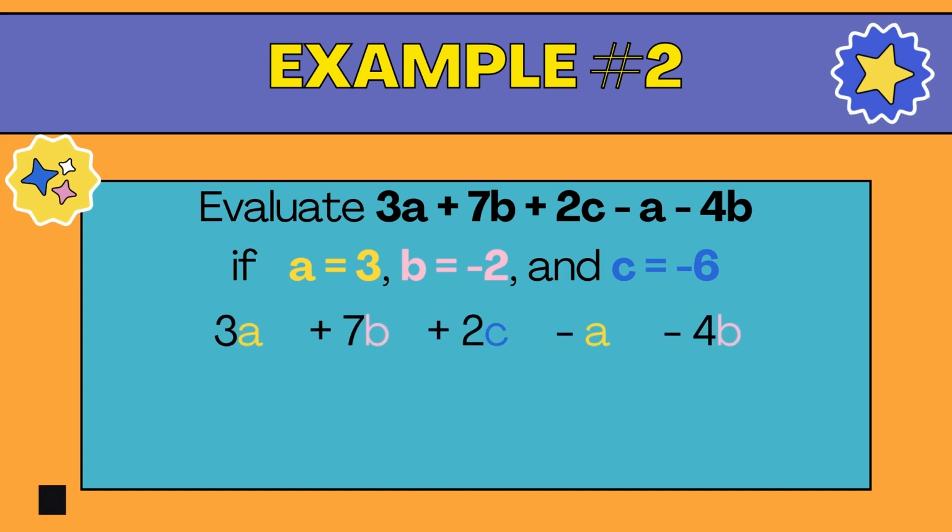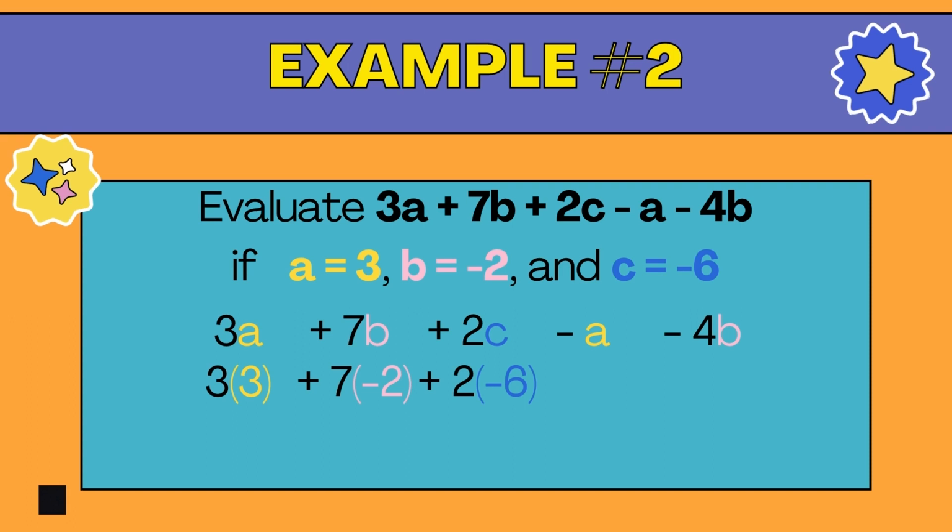To make it a little easier to follow, I've highlighted each variable in different colors. If you'd like to do this as you go, it might be helpful, but you don't have to. Let's start substituting. The first term is 3a. a equals 3, so we will substitute in a 3 where the a goes. The next term is plus 7b. b is negative 2, so we'll put parentheses around a negative 2 next to the 7.